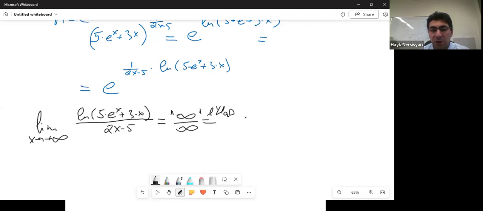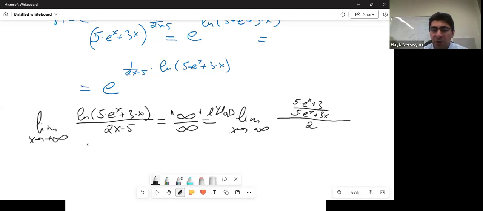And L'Hopital says that we can consider just the limit of the derivative of our numerator divided by the derivative of the denominator. What is the derivative of our numerator? The derivative of logarithm gives 1 divided by 5 times exponential x plus 3x. Chain rule says we have to multiply with the derivative of this term. So the derivative is 5 times exponential x plus 3. And the derivative of the denominator is just 2.